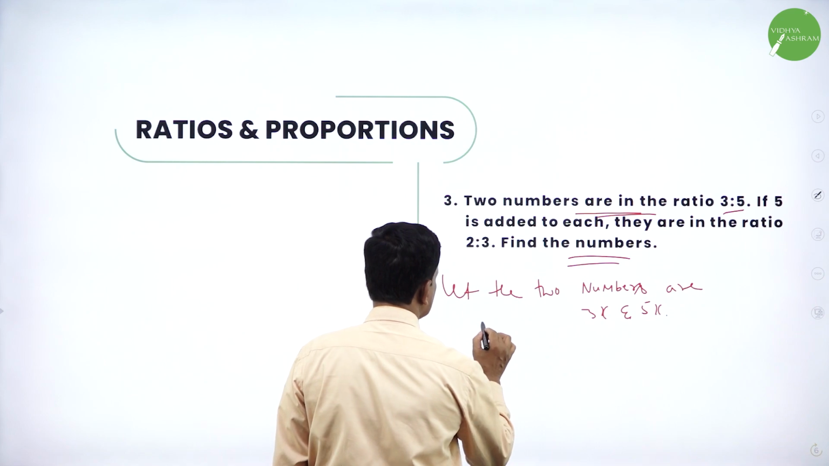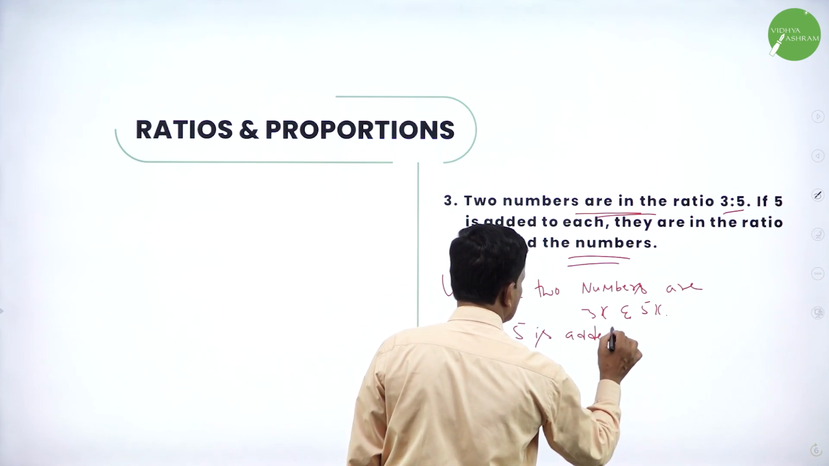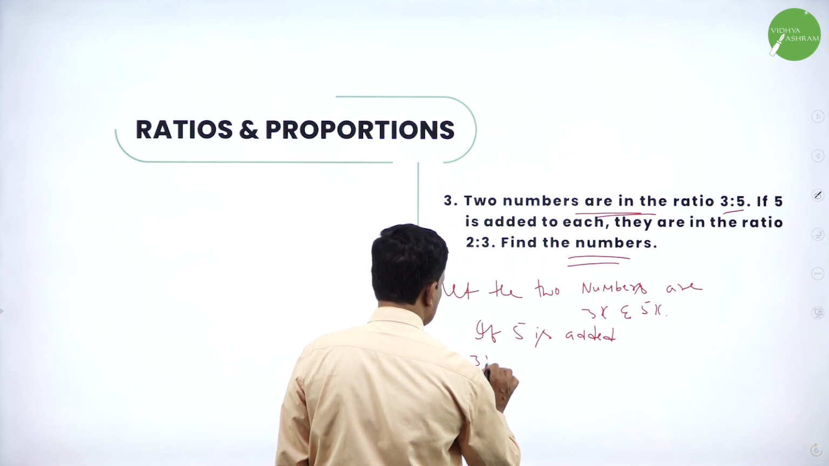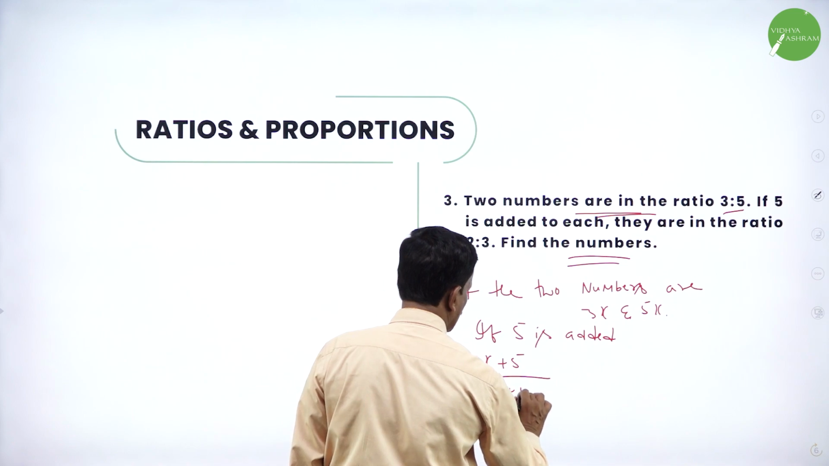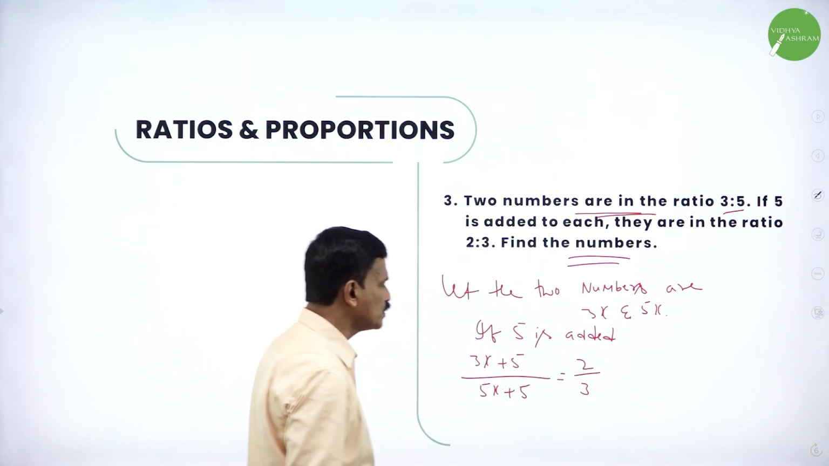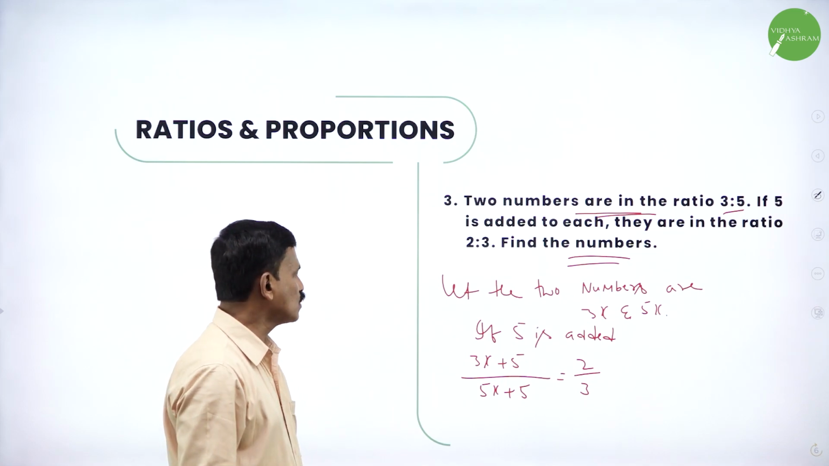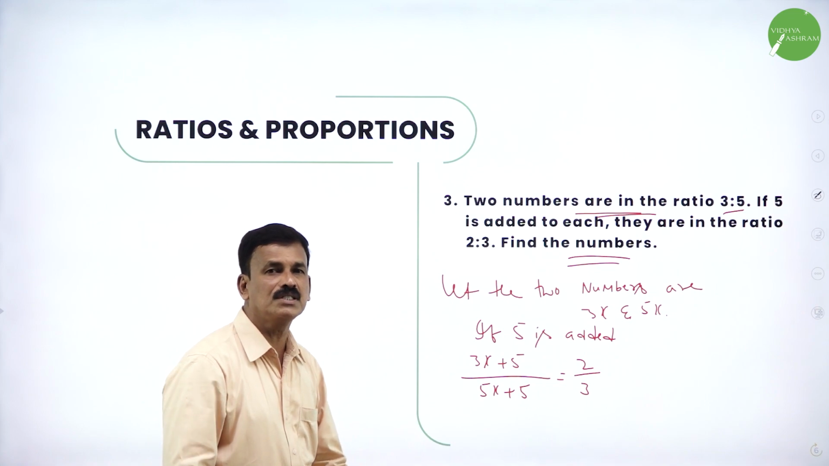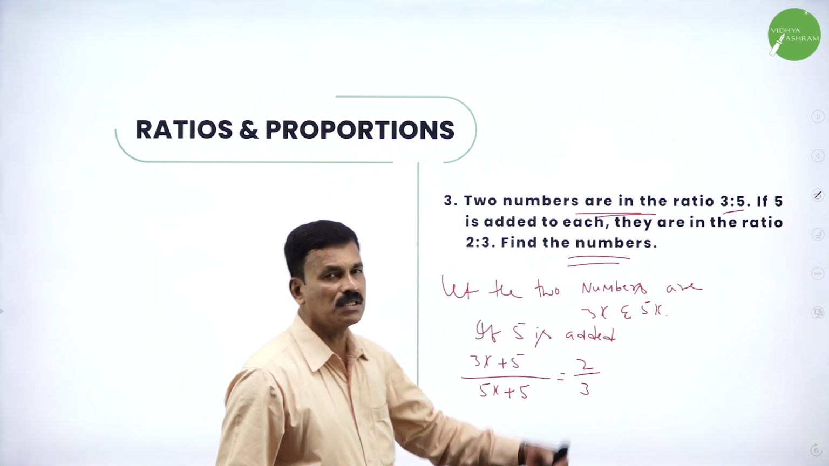So if 5 is added, just add 5. Then this becomes 3x plus 5 divided by 5x plus 5. Then the new ratio is 2:3, that's equal to 2/3. So 3x plus 5 divided by 5x plus 5 is equal to 2/3. This is the given condition. Cross multiply it and simplify. You will get the value of x. Substitute there. You will get the answer.